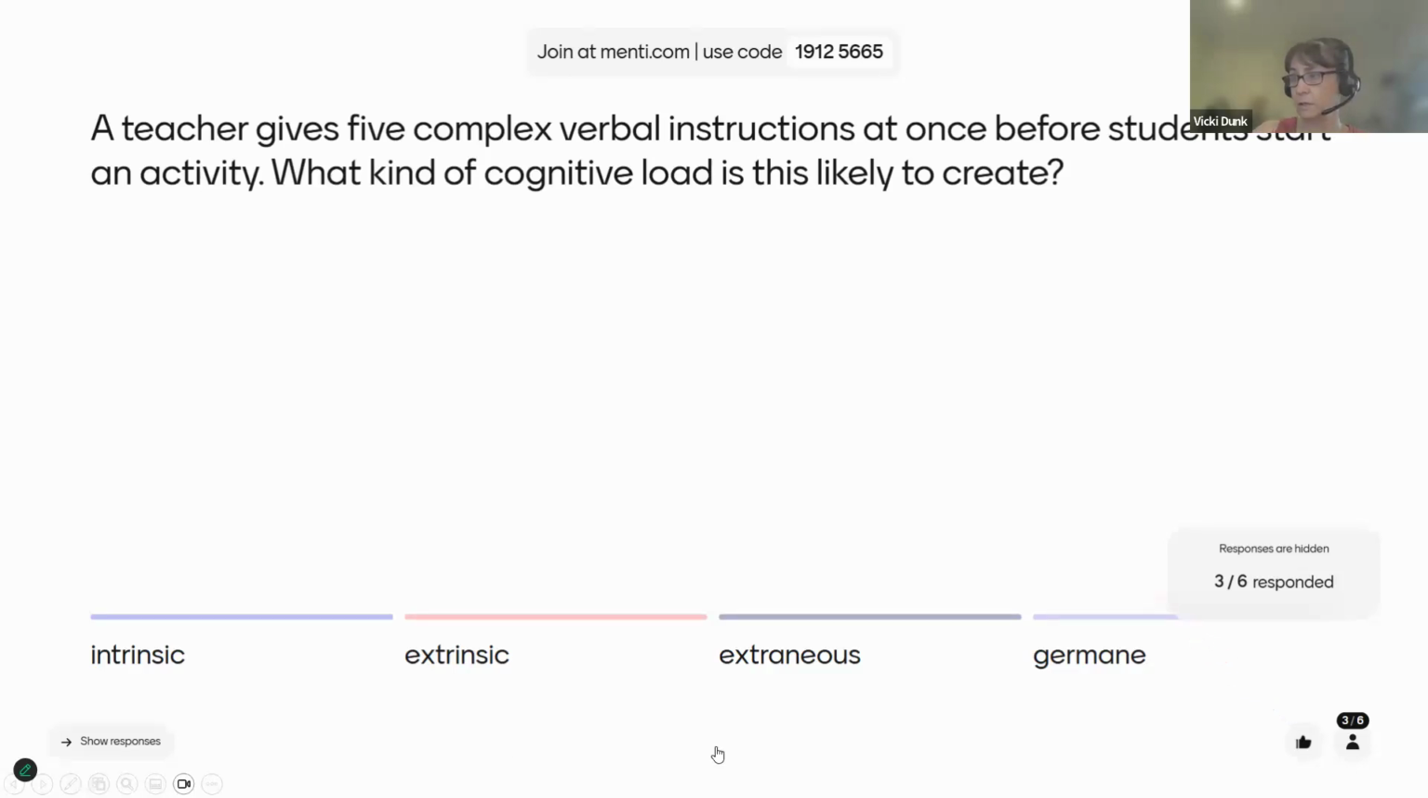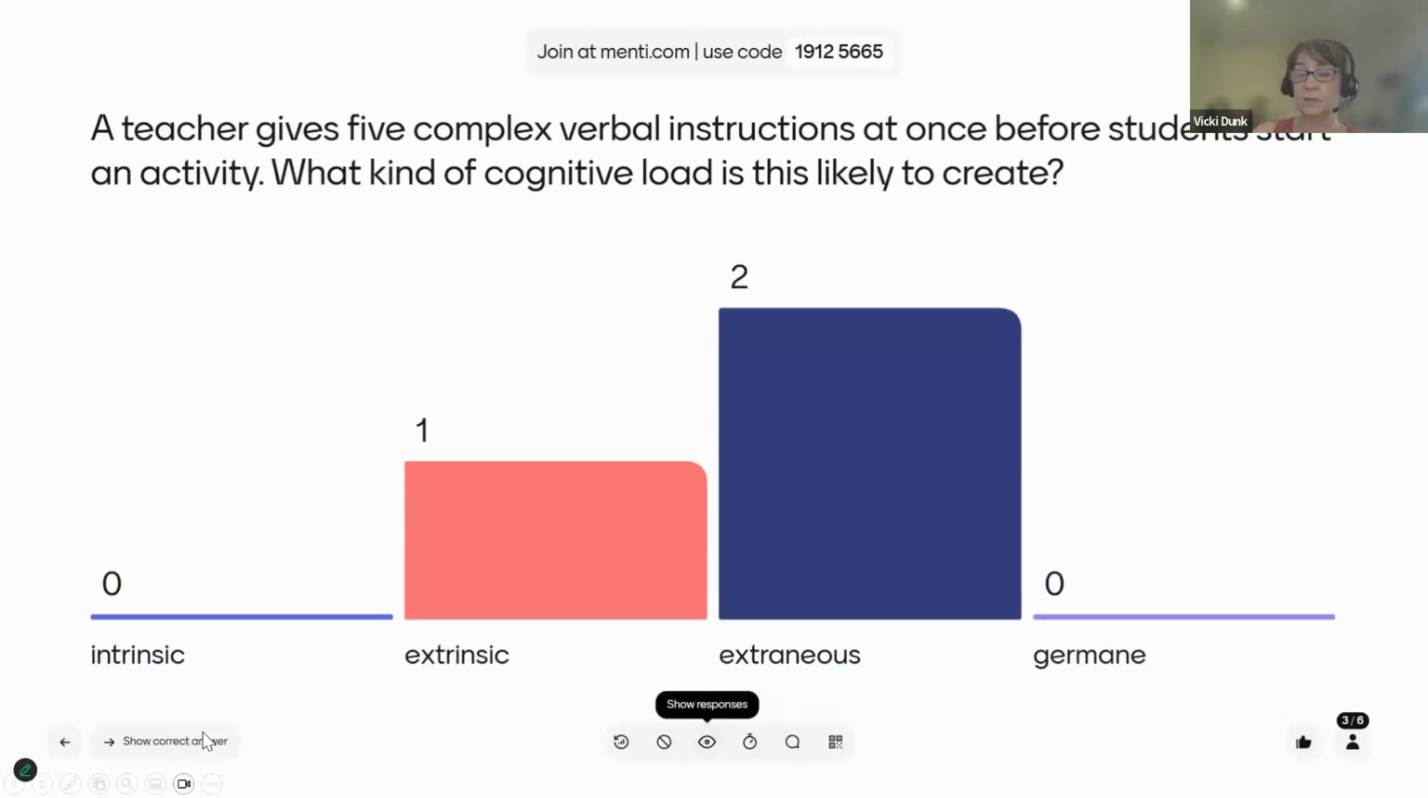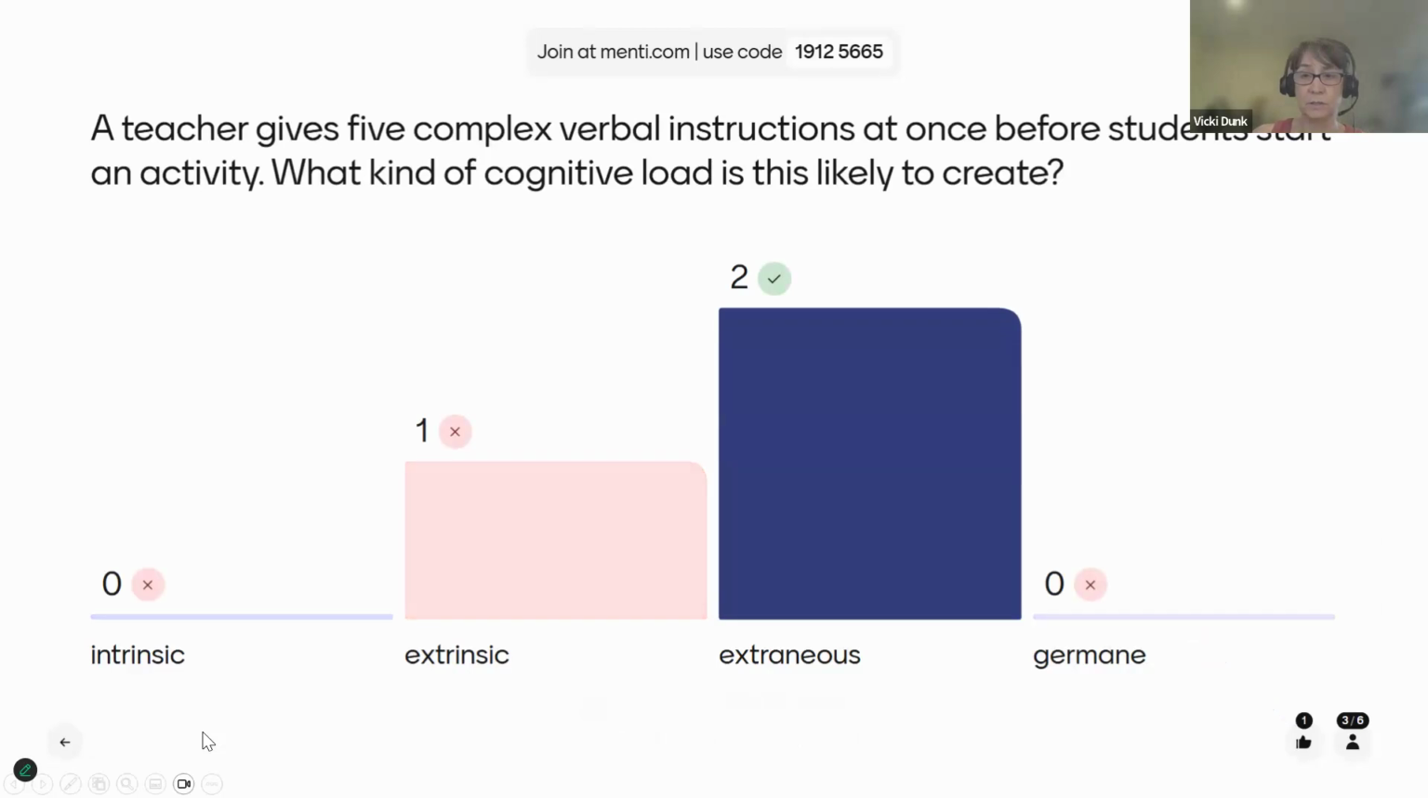All right, let's have a look. Okay, that answer is extraneous because the instructions don't make sense. So they're making it harder to get started because they've got to process the instructions. So whenever students look puzzled before they even start, your extraneous load is too high.